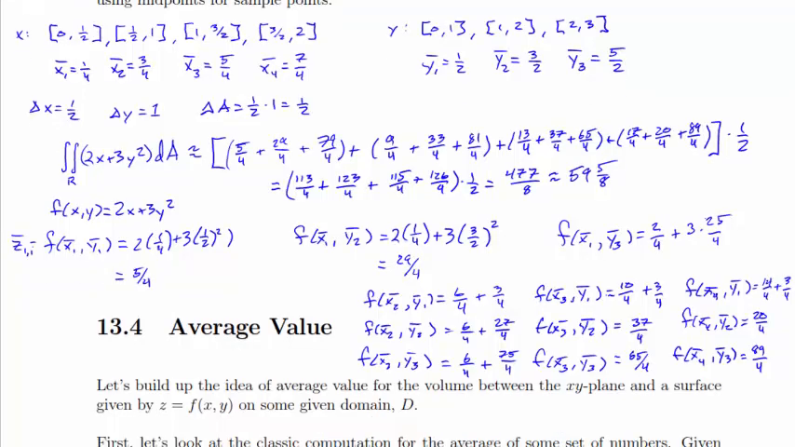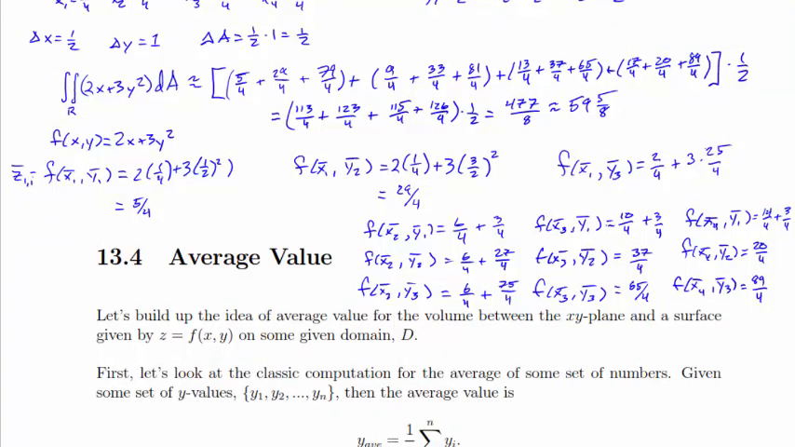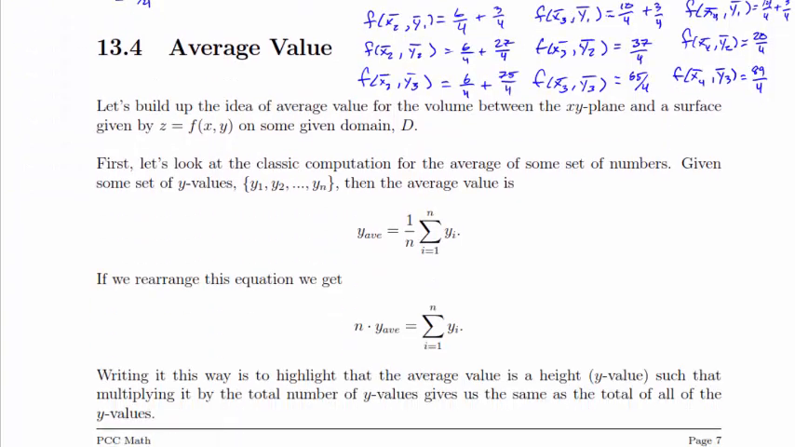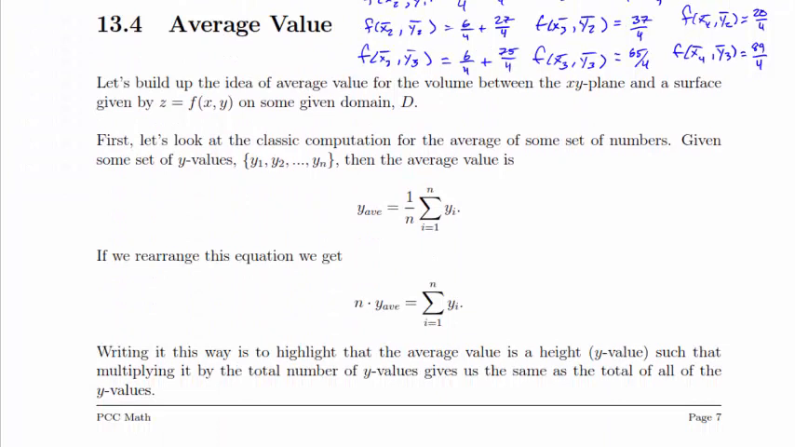Okay, last topic for the lesson, we want to talk about average values. So section 13.4, average value. Let's build up the idea of average value for the volume between the xy plane and a surface given by z equals f of x comma y on some given domain D. First, let's look at the classic computation for the average of some set of numbers given some set of y values, y1, y2, all the way up to yn.